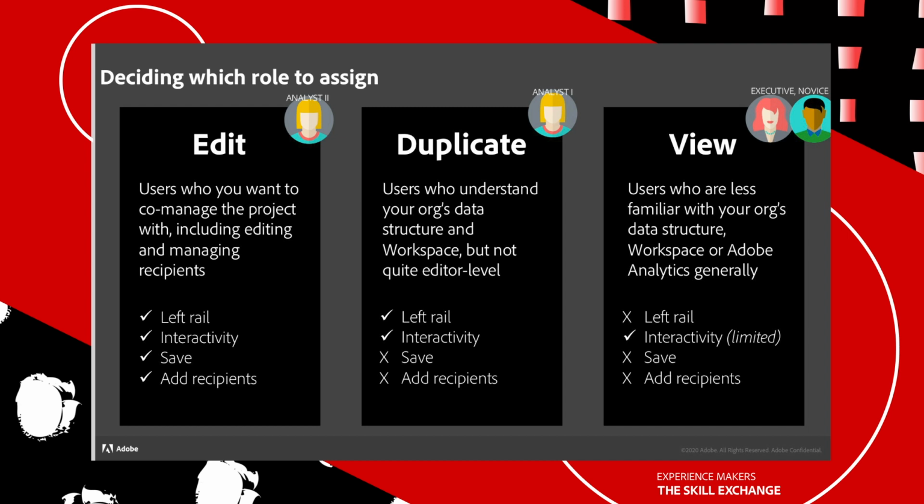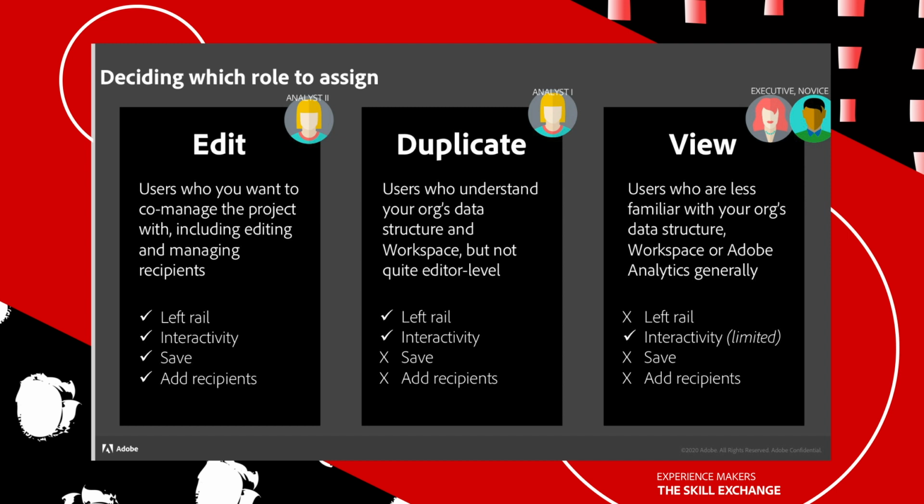The duplicate role is great for maybe those level 1 analysts. They're just getting their feet wet with Analysis Workspace. They generally understand your data, and you feel good about having them work within the project, but not quite saving to the project yet. And then lastly, the view role.